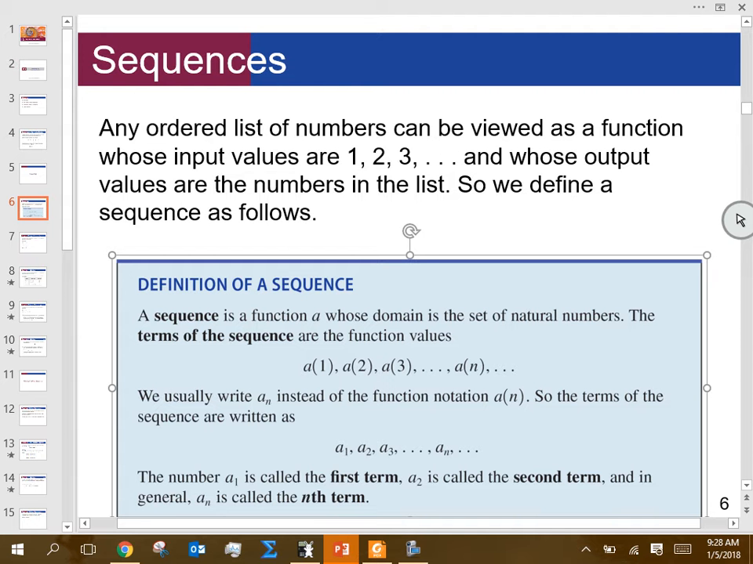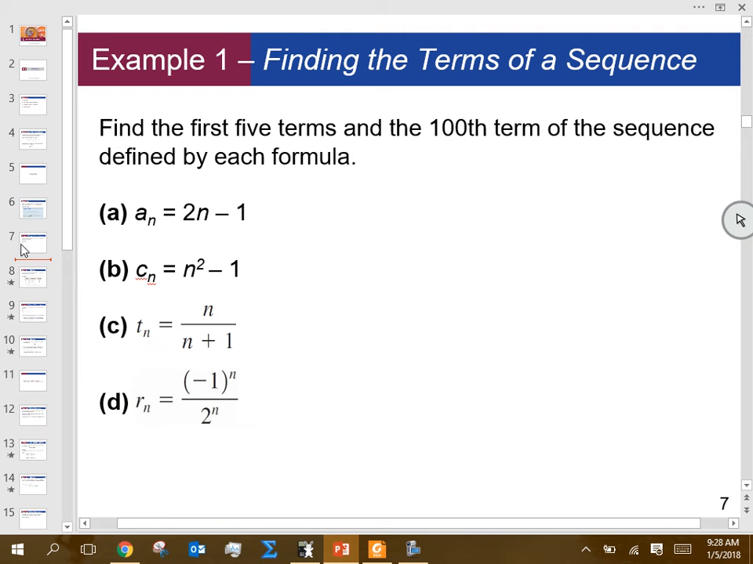Key thing to remember is that the subscript is telling you the position in the list. All right. So we see some examples here, and you see that it doesn't have to be A sub n. You see C sub n, you see T sub n, you see R sub n. The two that I like to use are A and T. A just because most textbooks use that. T because it reminds me of term. So first term, second term, third term, that kind of thing. Does that make sense, everybody?